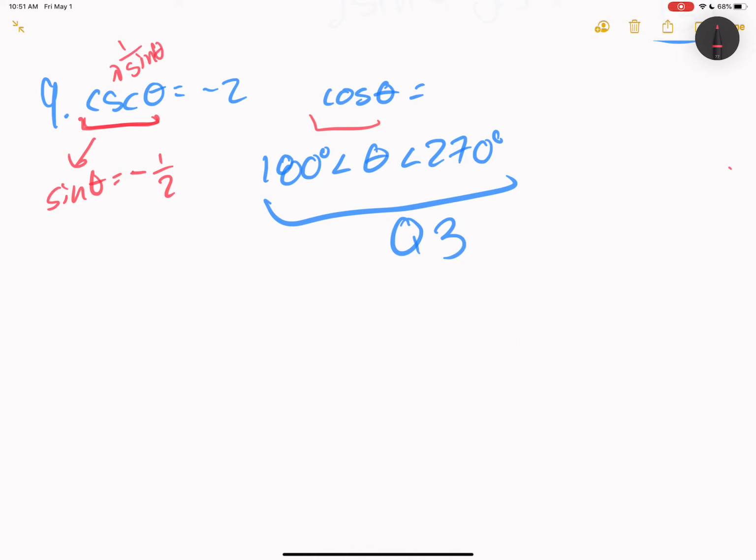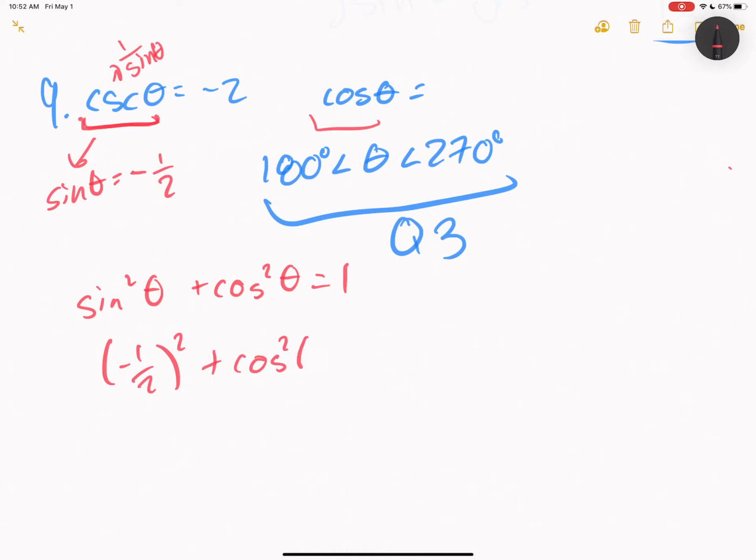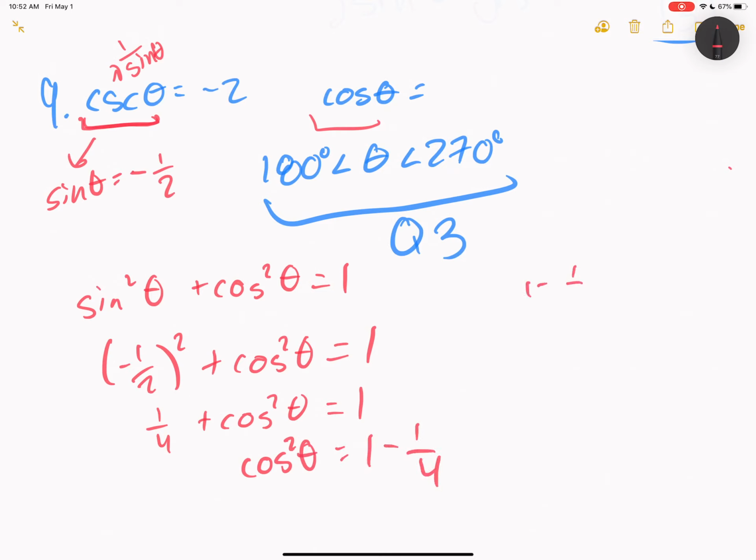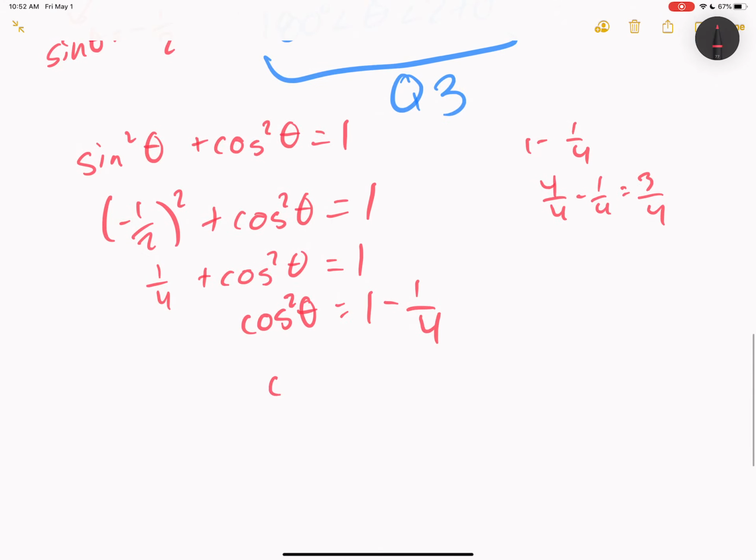From here, all I'm going to do is use the same identity as before, sine squared theta plus cosine squared theta is equal to 1. And I'm just making my substitution. Negative 1/2 squared plus cosine squared is equal to 1. So I get 1/4 plus cosine squared is equal to 1. And now I'm subtracting. So cosine squared theta is equal to 1 minus 1/4. So 1 minus 1/4, that's 4/4 minus 1/4. So that's 3/4. So I get cosine squared theta is equal to 3/4.